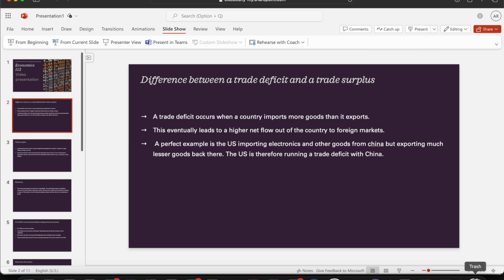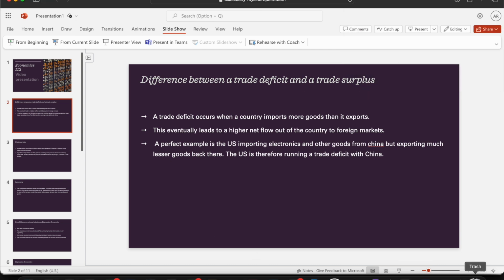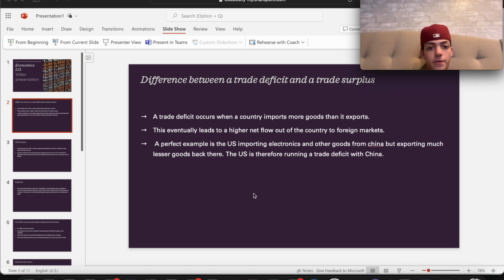Where did my camera go? There it is. Why is it doing that?